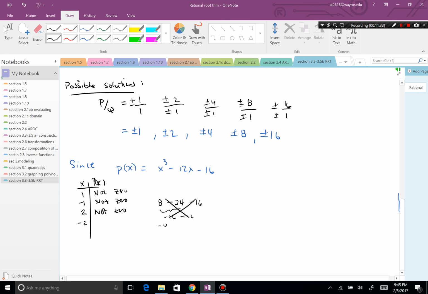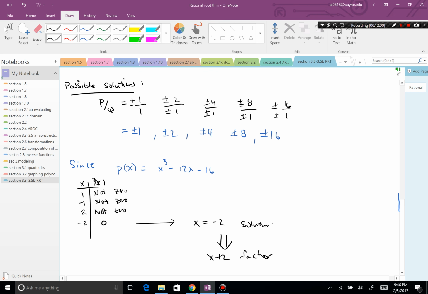-2 will give you -8 plus 24 minus 16. Bingo, 0. So good news. Note, I'm a little tired, so computation for me is terrible. So what does this tell me? This tells me that x equals -2 is a solution. And if x equals -2 is a solution, I know that x plus 2 is a factor.